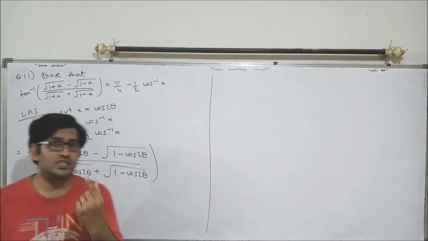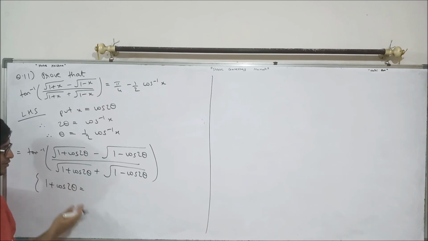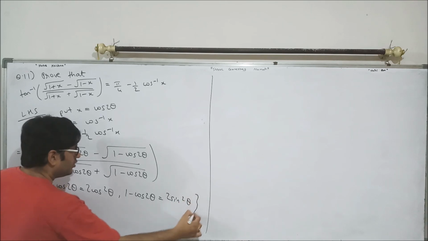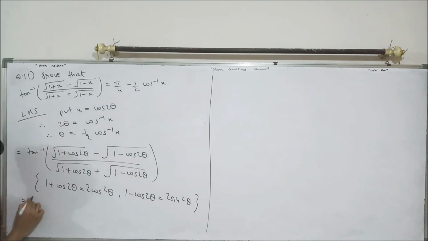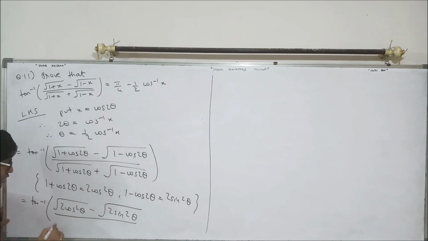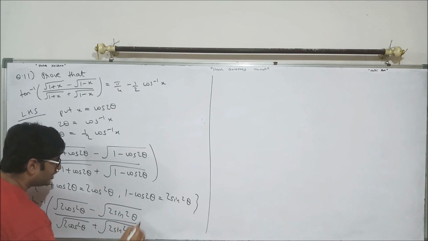If you remember in your 11th standard students, you have studied one beautiful formula. You will say, sir, what is beautiful in this? So 1 plus cos 2 theta is 2 cos square theta and 1 minus cos 2 theta is 2 sin square theta. Okay, so let us apply this formula over here. So what we get here is tan inverse of root of 2 cos square theta minus root of 2 sin square theta. The same step in the denominator, I am going to get root of 2 cos square theta plus root of 2 sin square theta, bracket closed.